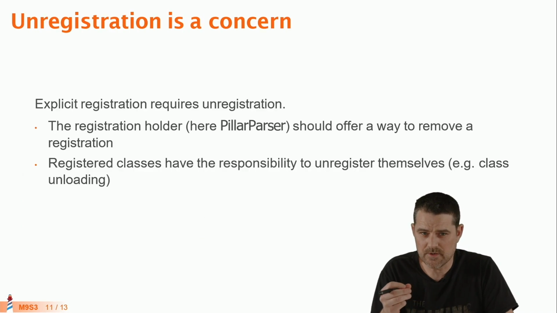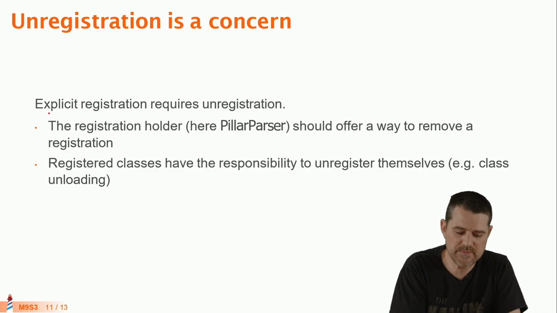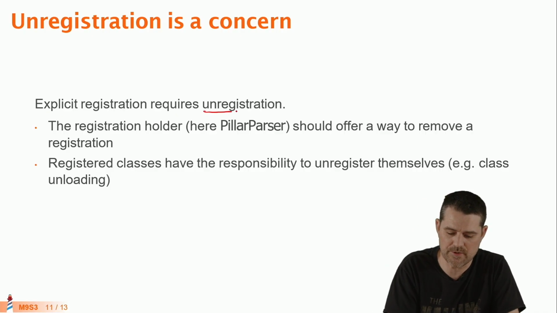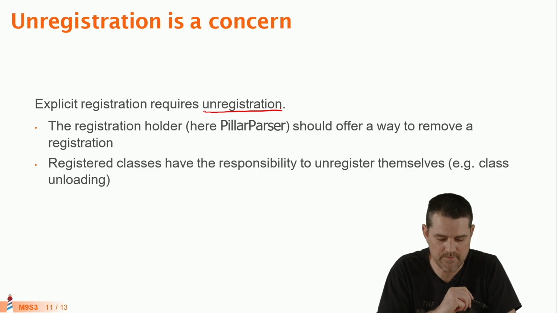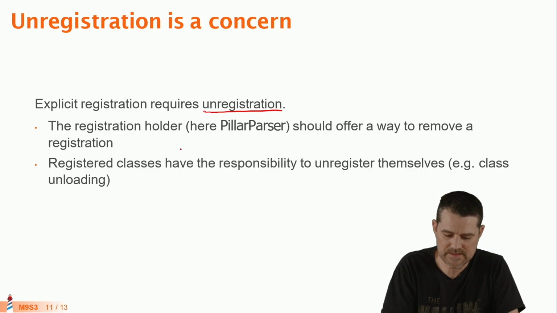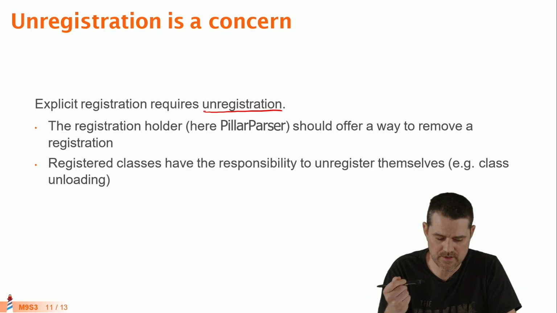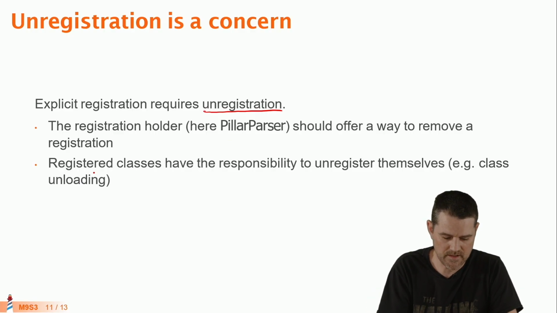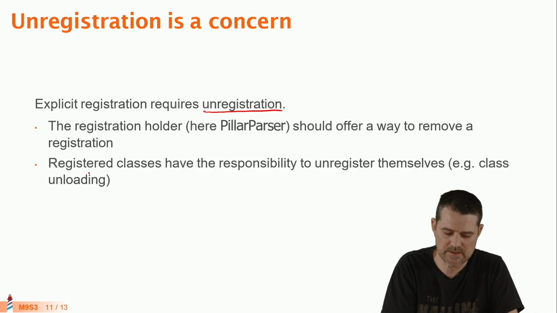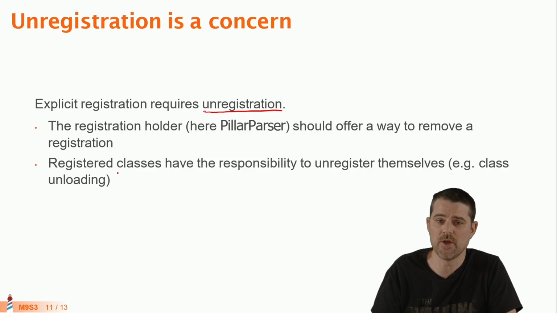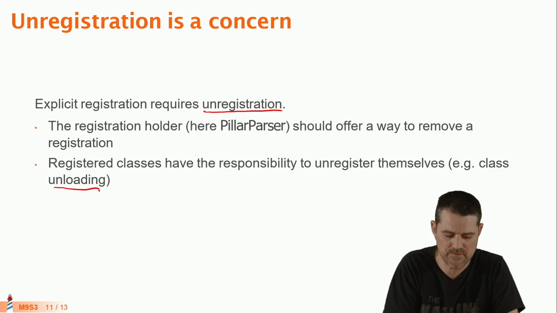But with an explicit registration mechanism, we also need an unregistration mechanism. So it means that now the developers should provide an explicit way for unregistering a document item. And for that, the Pillar parser will provide a method to unregister a class. And of course, it is the responsibility of each class to unregister itself when it is unloaded, for example.